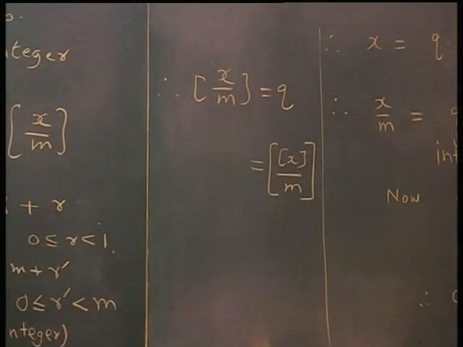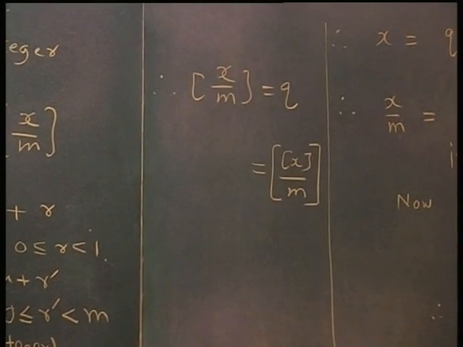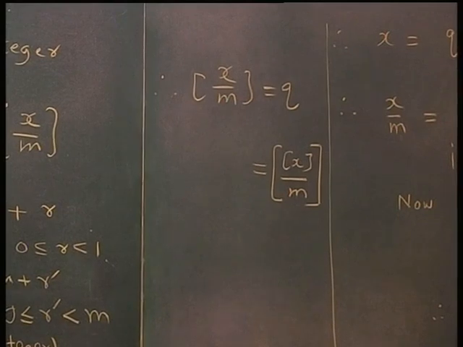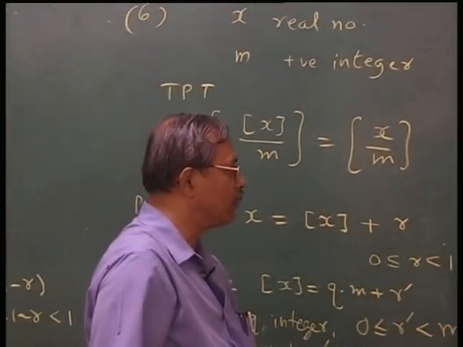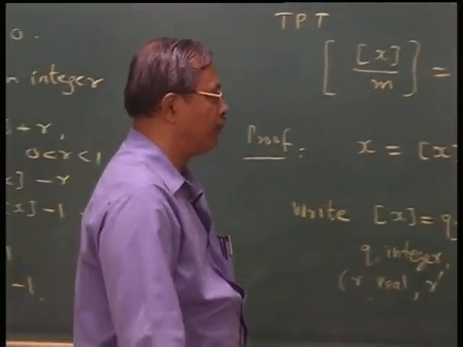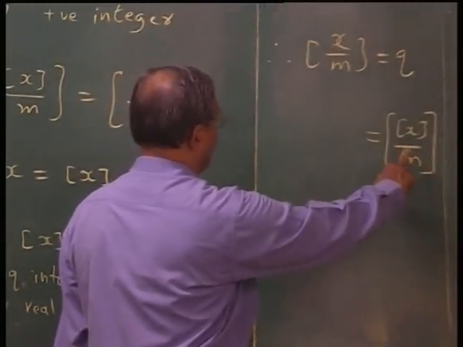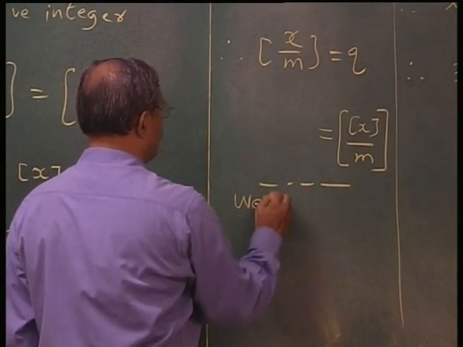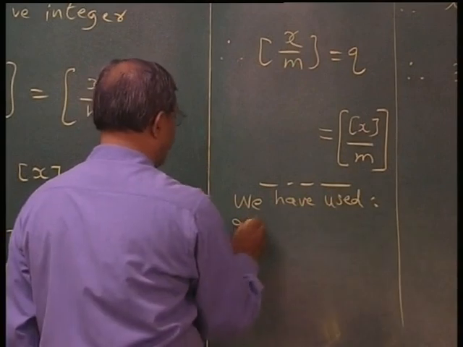Whenever you divide any integer by some positive integer like m, you get some quotient. That quotient you can write as the integral part of the given number by m. So we have got the result, and this is the result we have used.